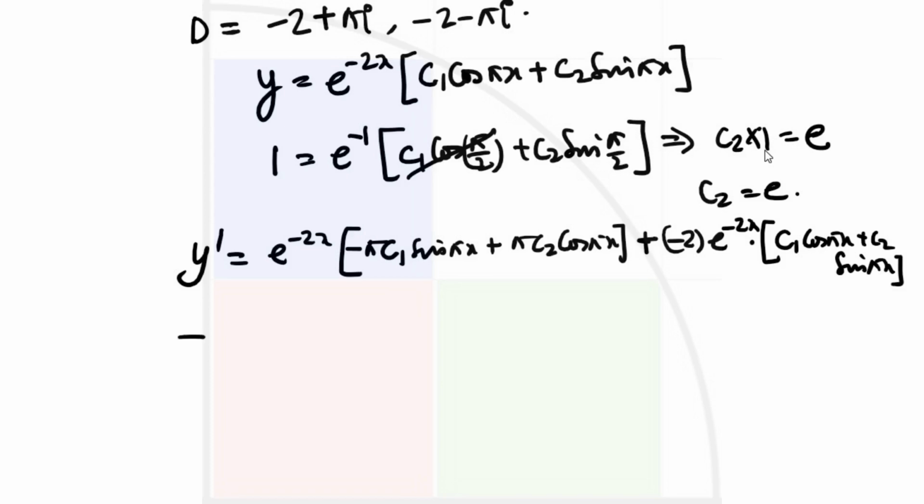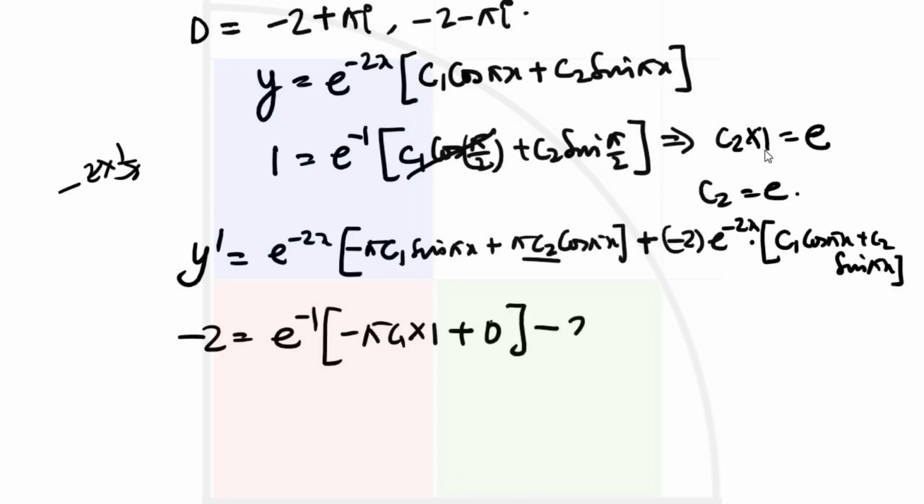So this is minus 2, and this is minus 1 here. If we substitute half, minus 2 times half will become minus 1. Then this will be minus c1, and sin pi/2 will be 1. And here I can write 0, as cos pi/2 will become 0. This will be minus 2 e to the power minus 1, and at 0 this will be c1, and this will be 0.